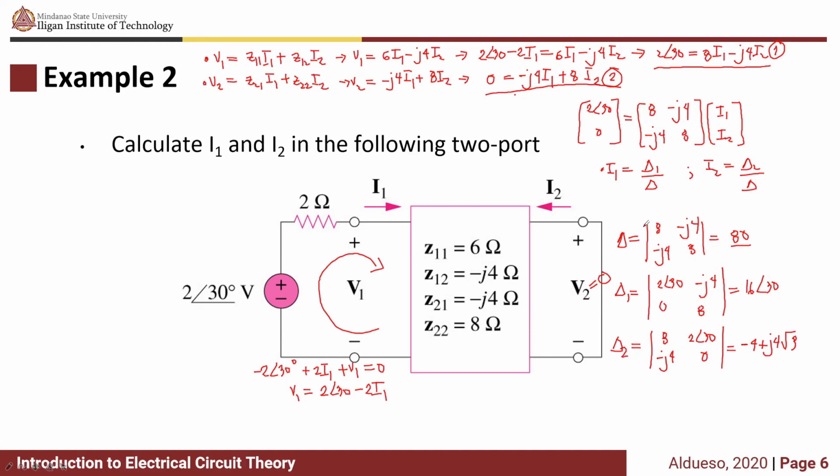Now plugging in the values for delta 1 and delta 2, we can now solve for I1 and I2. So our I1 is equal to 0.2 angle 30 here, and our I2 equal to 0.1 angle 120 here. So you can also solve this problem using the equivalent circuit for the Z parameters.